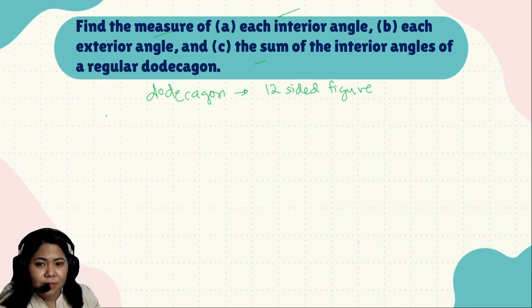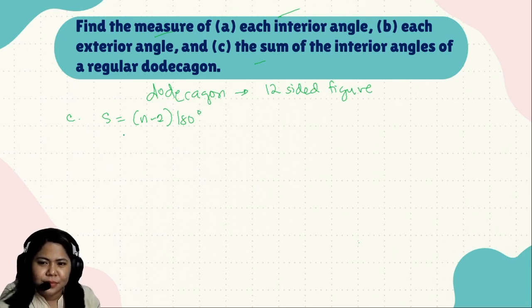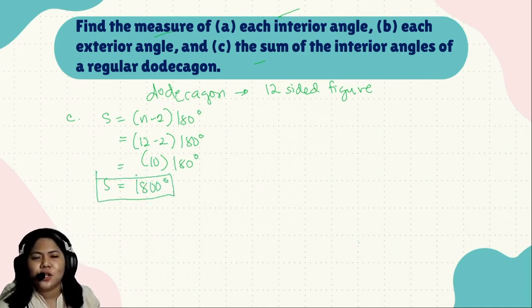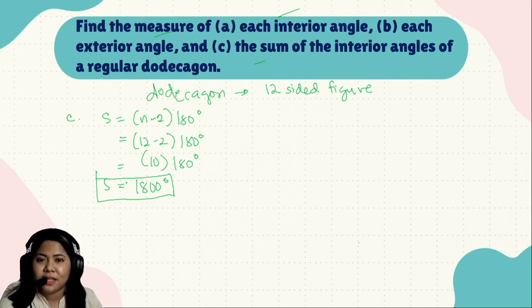Simulan ko dun sa sum. Talaga sinimulan ko dun sa letter C. Kasi ano siya eh, gagamitin natin siya para makuha yung letter A. So, ano n dito? Ang n dito ay 12. So, 12 minus 2 times 180 degrees. 12 minus 2, 10 times 180 degrees. So, therefore, it's 1,800 degrees. So, the sum of the interior angles of a regular dodecagon is 1,800 degrees.